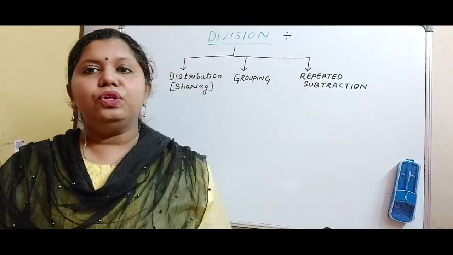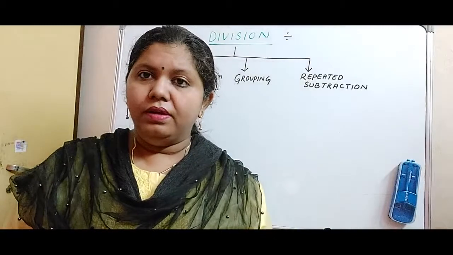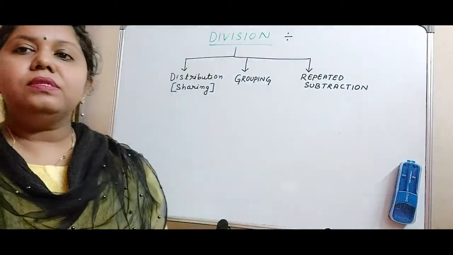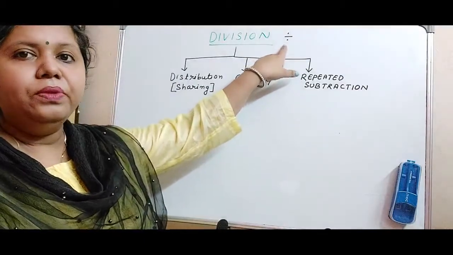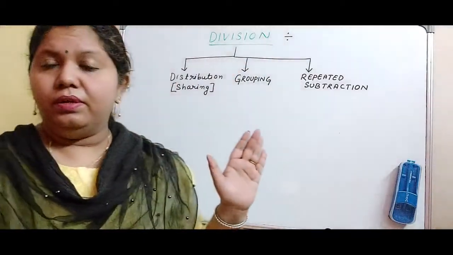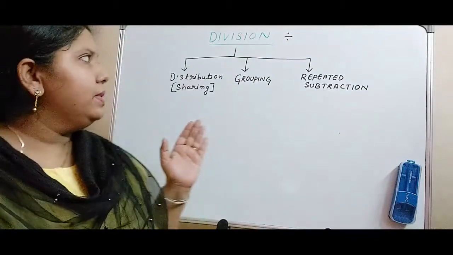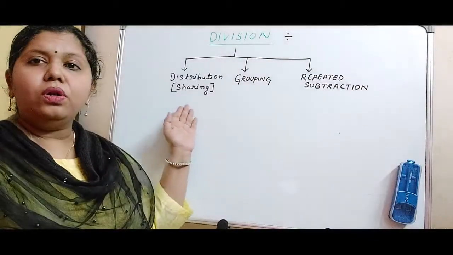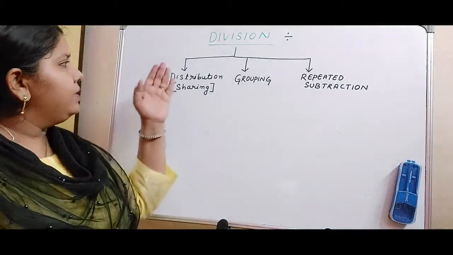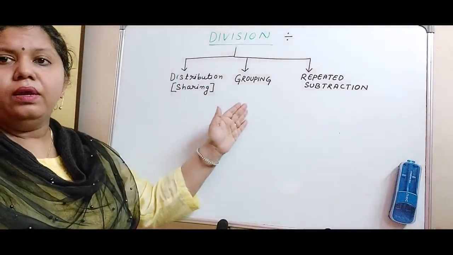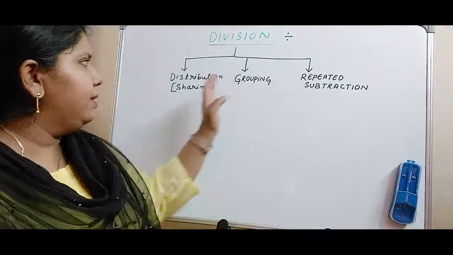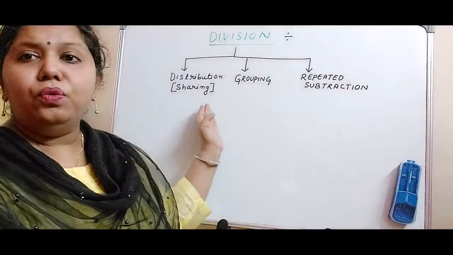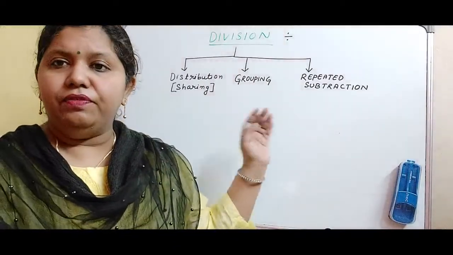We are going to start a new chapter, that is division. Let us first understand what is the symbol to represent division. This is the symbol. Now what is actually division? Division means you can say it is distribution or sharing. You can say it is grouping. You can also say it is a repeated subtraction. So these are the three categories which we are going to read under division.